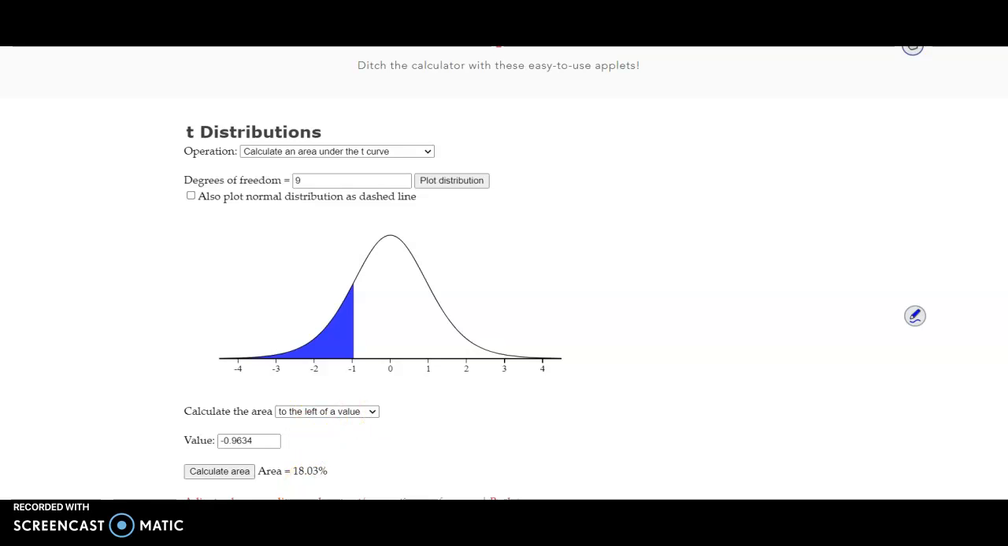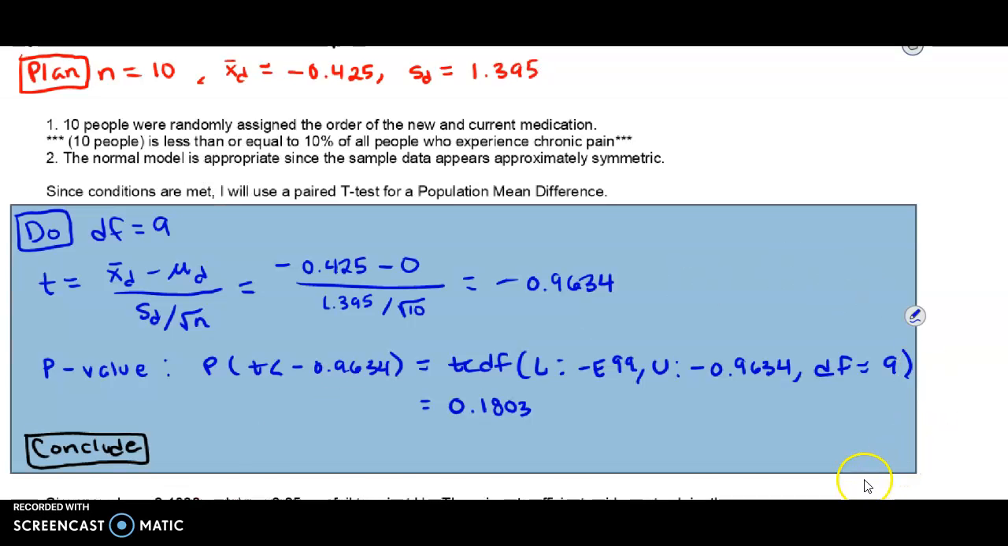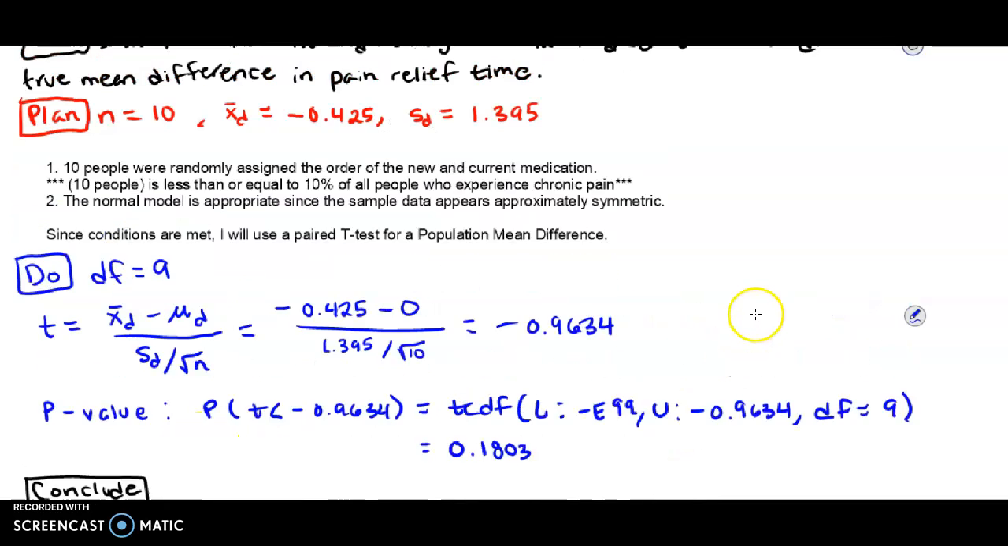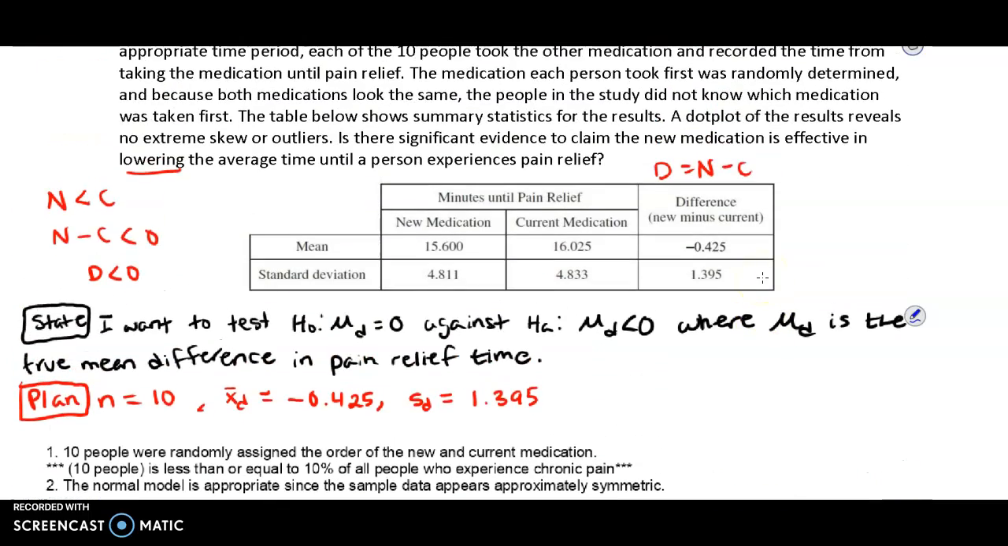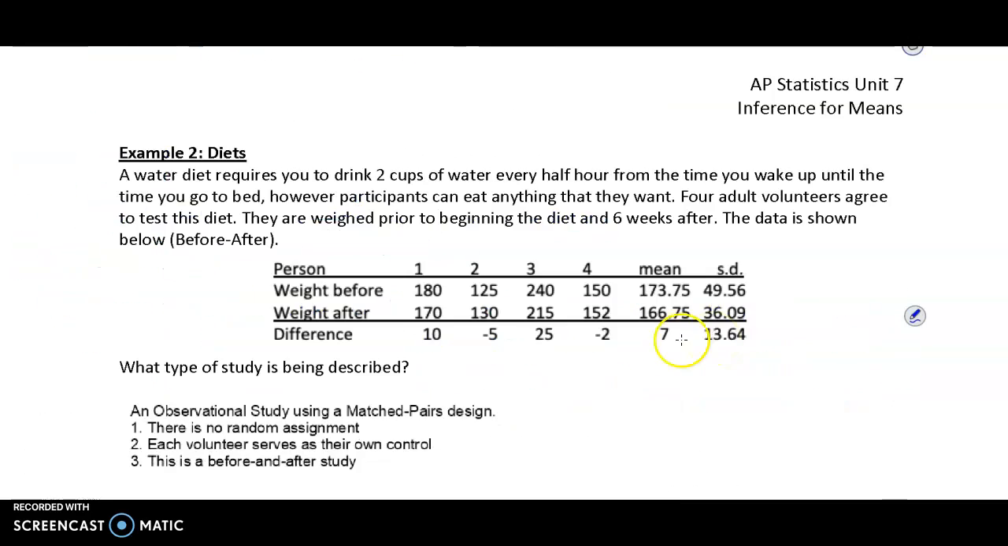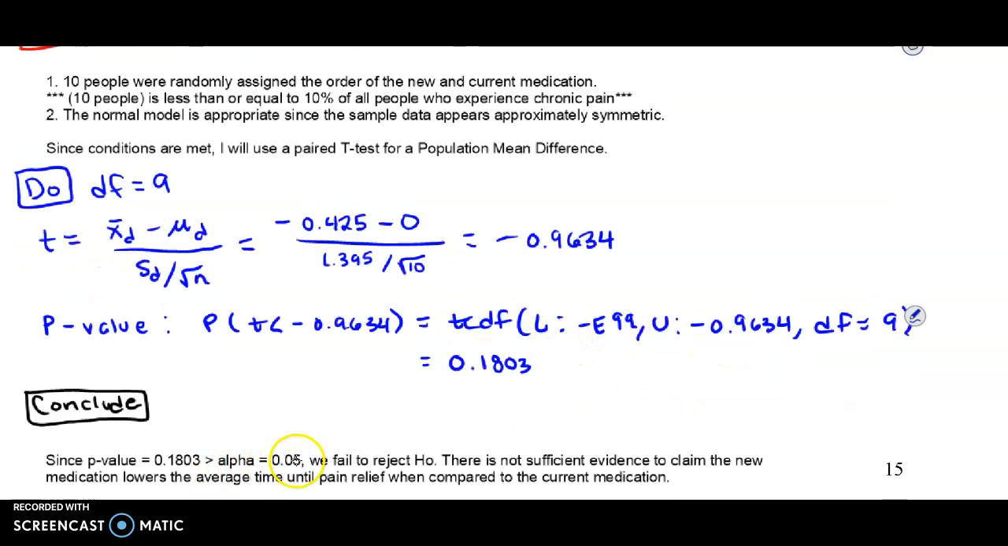There's nothing special here. So what's going to happen is that since my p-value of 0.1803 is greater than my significance level of 0.05, and let's see, were we told anything? Nope, we were just told to run the test. So since the p is greater than the alpha, we fail to reject the null hypothesis, and we fail to reject because there is not sufficient evidence to claim the new medication lowers the average time until pain relief when compared to the current medication.